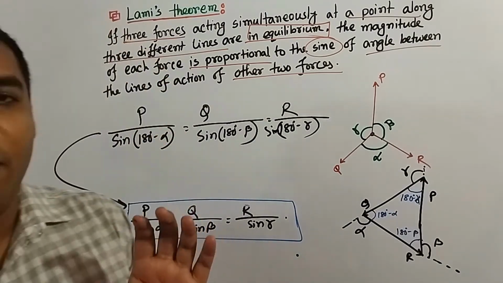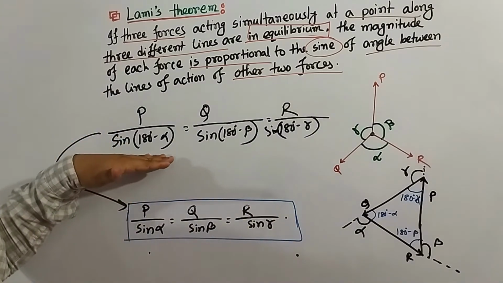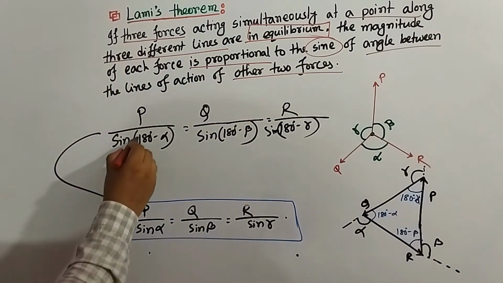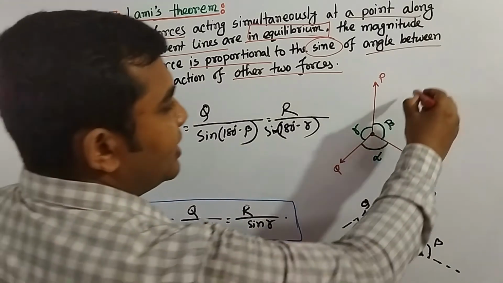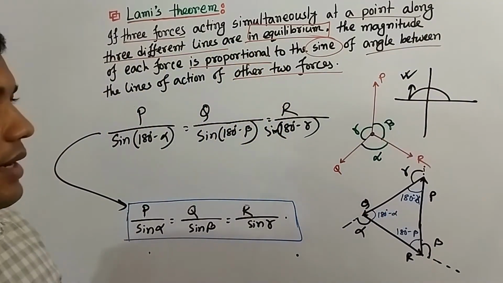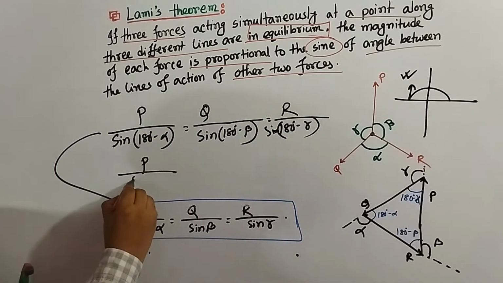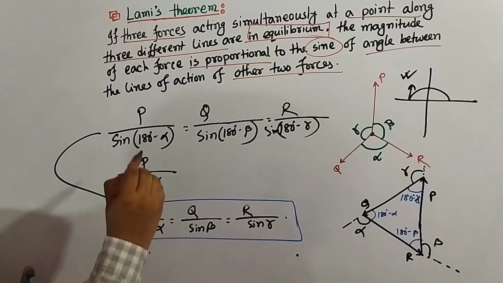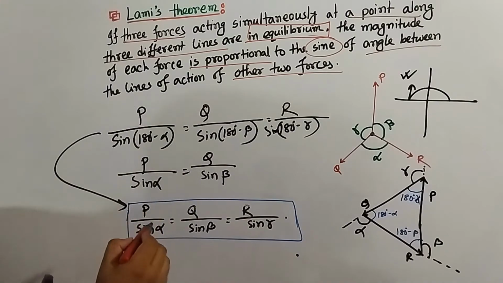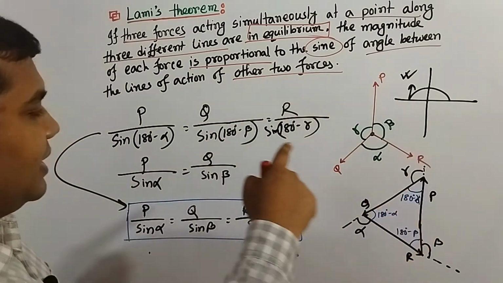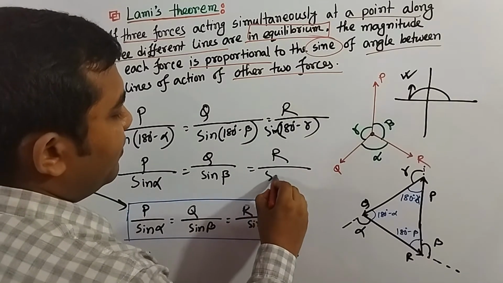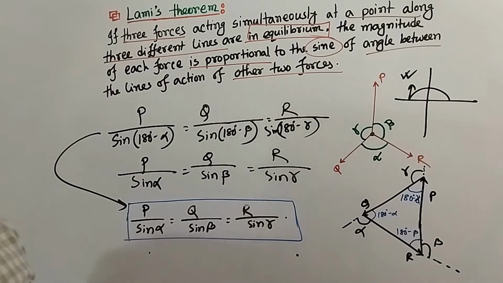So mainly our Lami's theorem is this, but if anyone writes it this way it is also correct, because we know that this is sine of 180 degrees minus alpha, which means it is in the second quadrant. So from here we can write P over sine alpha, Q over sine beta. No ratio will be changed, because it is 180 degrees minus alpha in the second quadrant, where sine is positive, so the sign remains positive. So finally we get Lami's theorem.